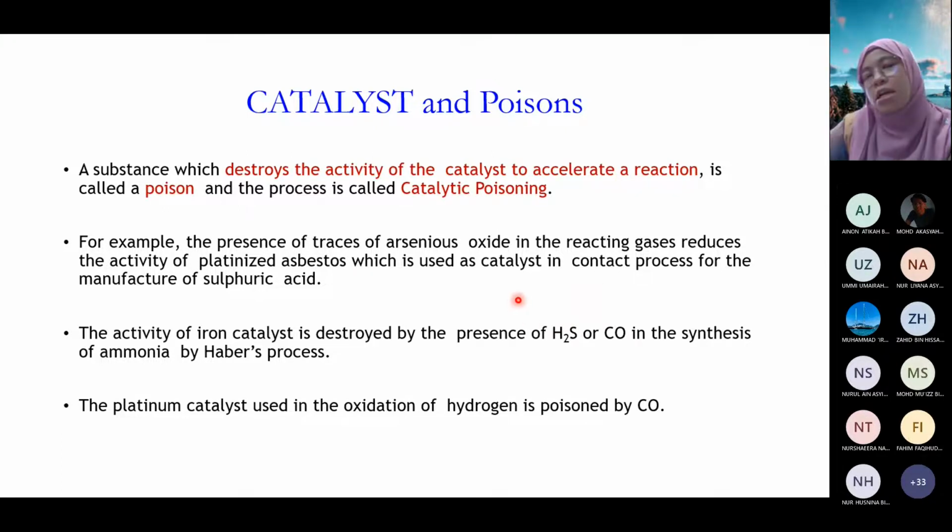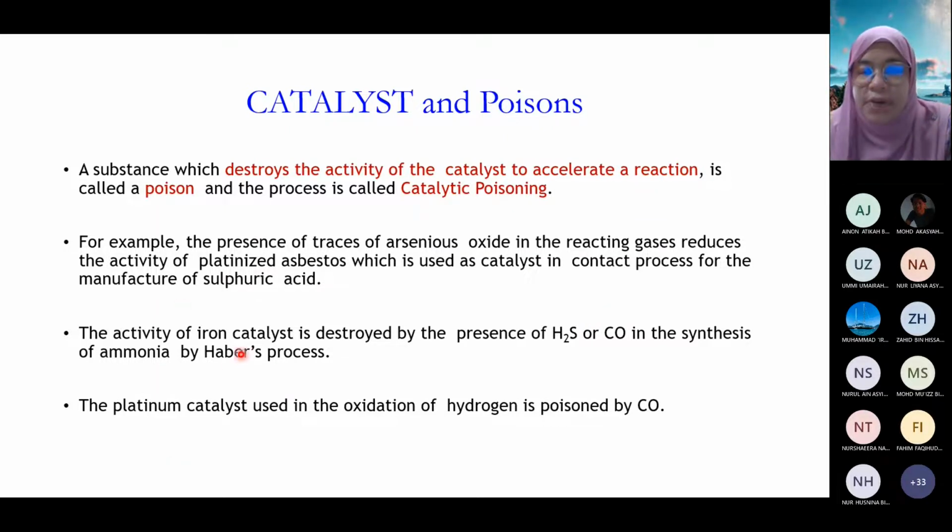Okay. For example, the presence of traces of arsenious oxide in the reacting gases reduces the activity of platinized asbestos, which is used as a catalyst in the contact process for the manufacture of sulfuric acid. Okay, usually poisons that reduce the activity of the catalyst, we use for polymerization processes because we want to stop the reaction. Kalau polymerization process ni, the process continues to produce the product. So that's why we use catalytic poisoning to eliminate the reaction.